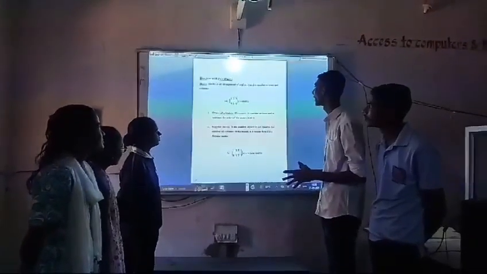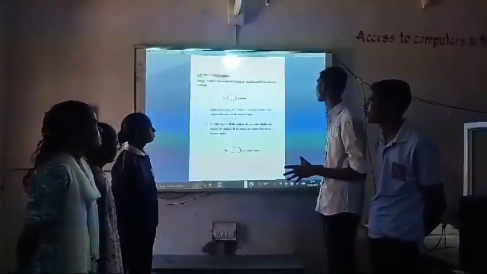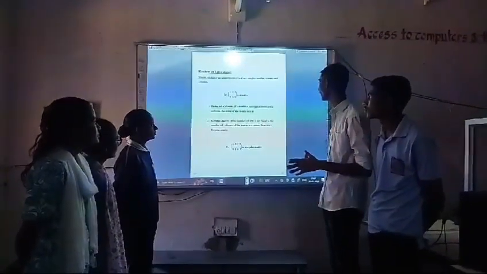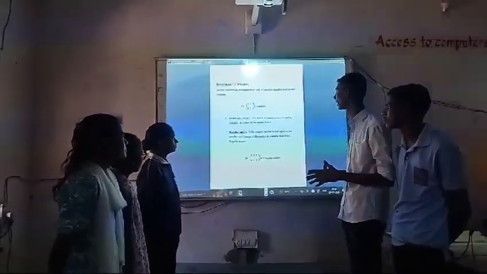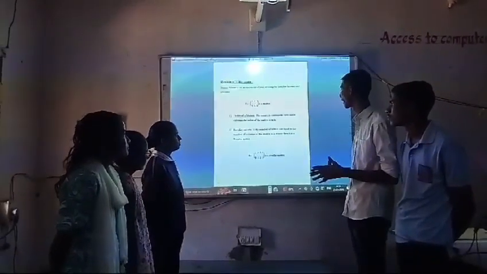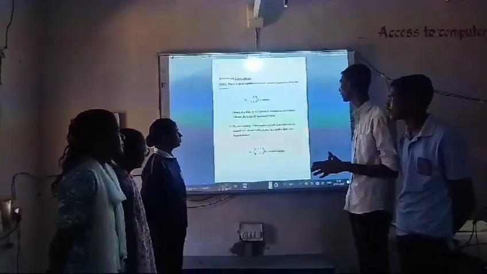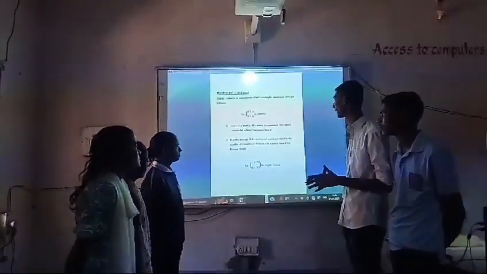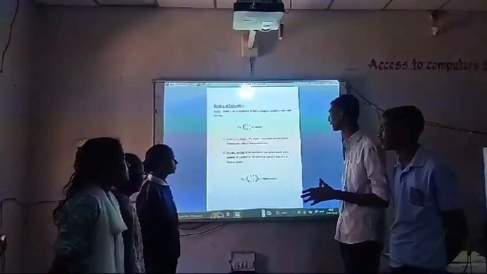Review of literature. Matrix: a matrix is an arrangement of real or complex numbers in rows and columns. Order of a matrix: if a matrix contains m rows and n columns, the order of the matrix is m by n. Rectangular matrix: if the number of rows is not equal to the number of columns in a matrix, then it is a rectangular matrix.